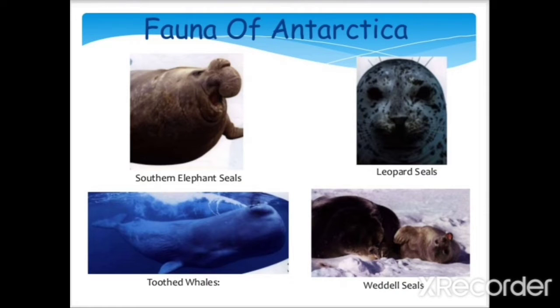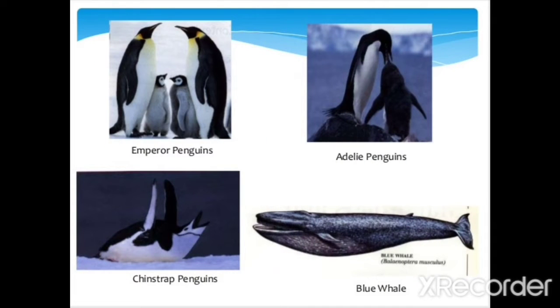We have read in the chapter that Gondwana, the supercontinent earlier, hosts a huge variety of flora and fauna. So what do you mean by fauna? Fauna means animals. So see here the images of some of the animals of Antarctica. The penguins, the blue whale.